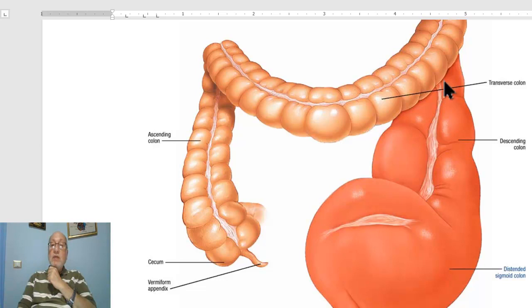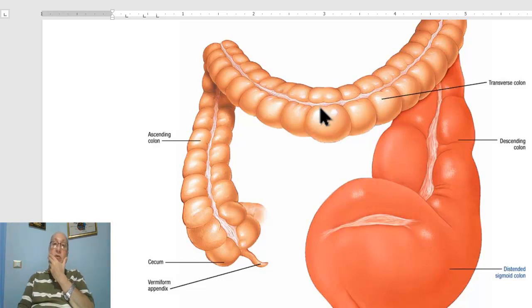If there is a long segment affected, more than the sigmoid colon, in this case of long segment affection, the gender ratio is 1:1, equal in male and female. Hirschsprung disease is familial in 10% of cases and associated with Down's syndrome in 10% of cases.